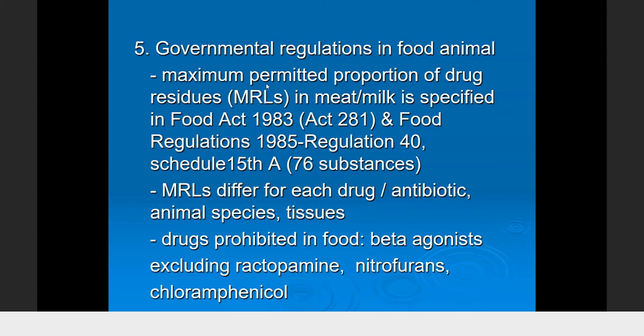So drugs like beta agonists, but excluding ractopamine, are all banned from being used in livestock animals. Only ractopamine is allowed to be used as a growth promoter in livestock animals. Mainly, this ractopamine is used in pigs. We don't use much in cattle. So only ractopamine is allowed; others are all banned.